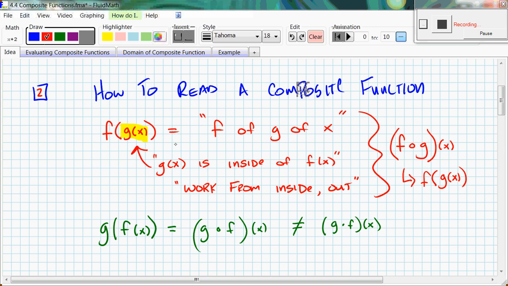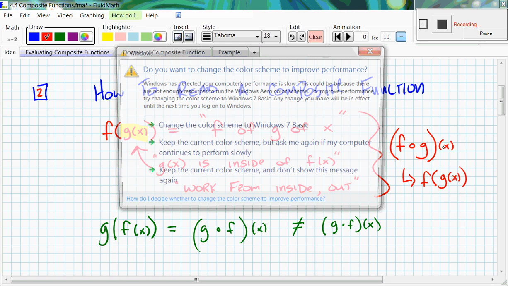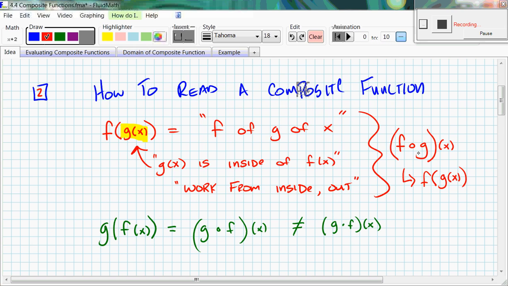How to read a composite function. When you have f of g of x, okay, we read this as f of g of x, okay? The g of x is on the inside of the f of x function, and you work from the inside out, okay? All of this stuff can be written as f of g of x. It's not actually f times g of x, even though it looks like it. It looks like f times g of x, but that's not really what it is.